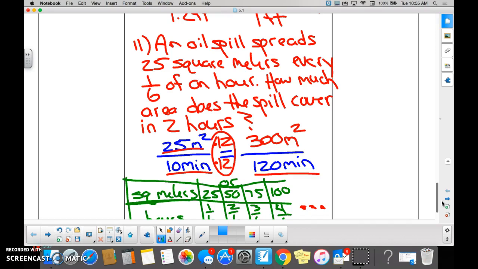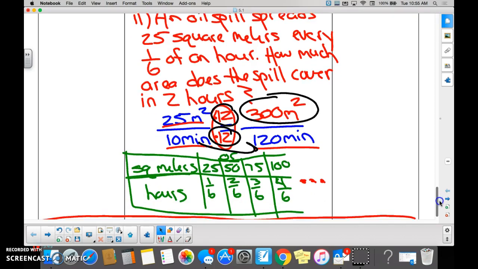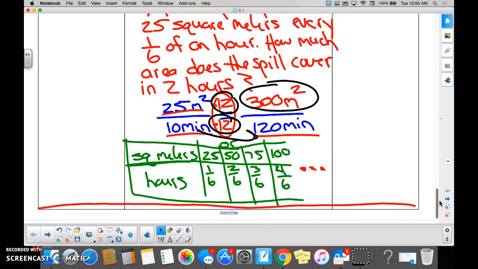We wanted to know how far it spread in 120 minutes. Yes or no? So this right here, this guy was the thing we didn't know. That's all we were calculating. And to calculate it, same thing we just talked about, to go from 10 to 120, you multiply by 12. So you multiply the top number by 12. And if that was still confusing to you, you could draw a picture, and in this case, our picture is a ratio table. And I think Hayden and Jake told us this.